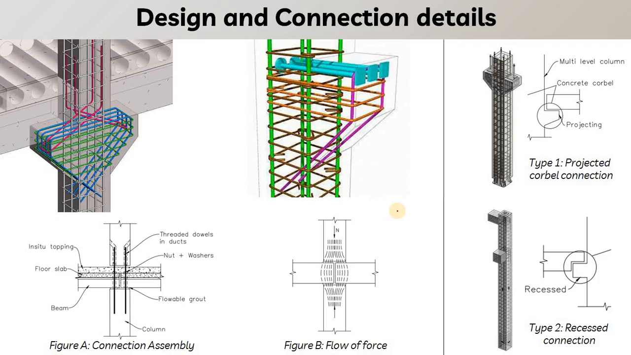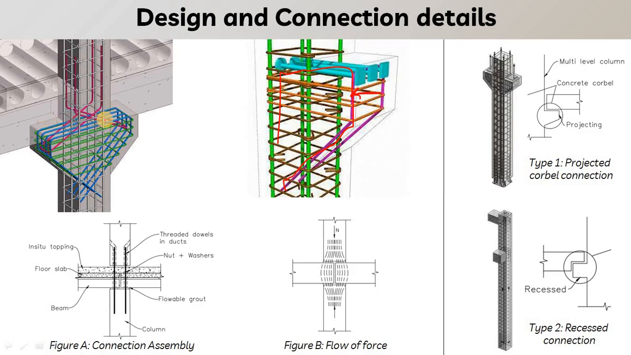Here you can see the reinforcement detail of the corbel. The purple color steel is the main steel of the corbel, which will start from here, be bent like this, and be connected with the main reinforcement of the column.